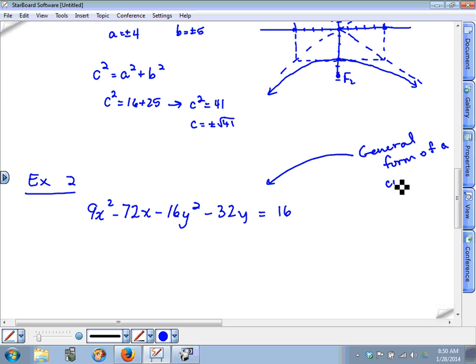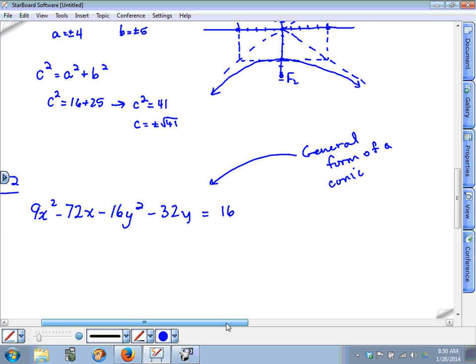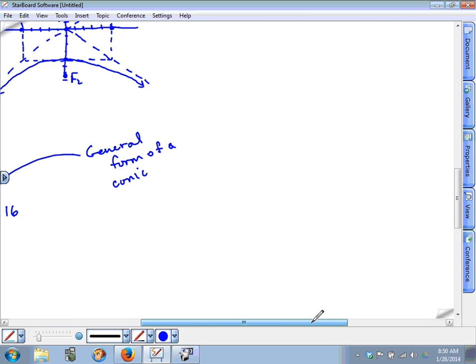Of a conic. In general form, is it easy to tell what type of conic this is? No, not really. This could be an ellipse. It could be a hyperbola. We know for sure it's not a parabola. How do we know that for sure? It has x squared and y squared. So we know it's not a parabola. It's either an ellipse or a hyperbola.